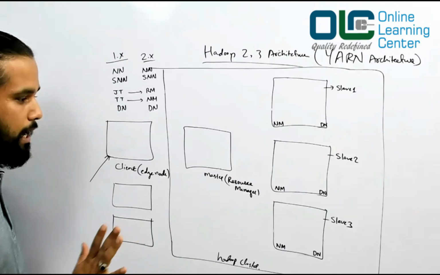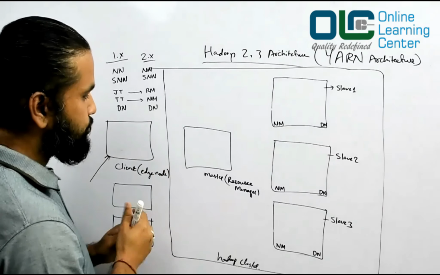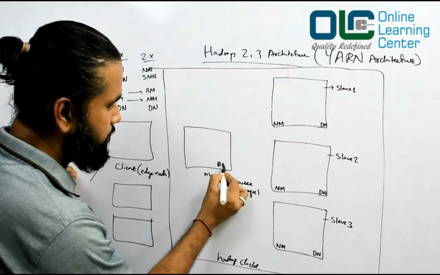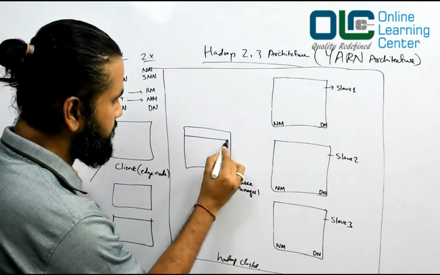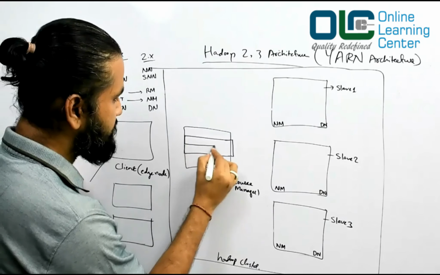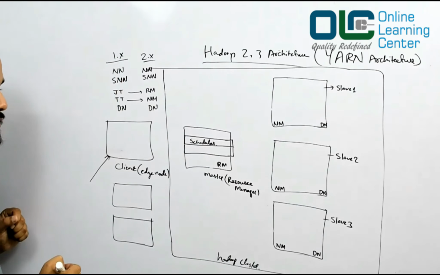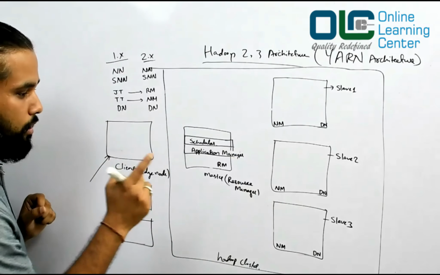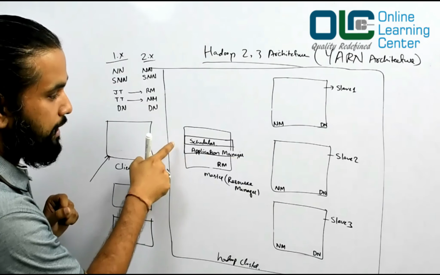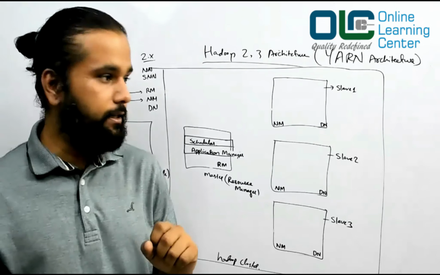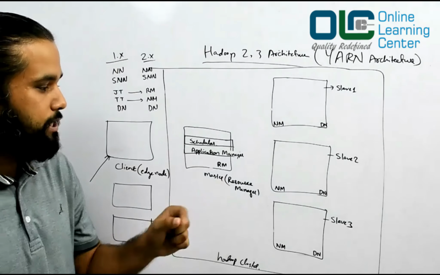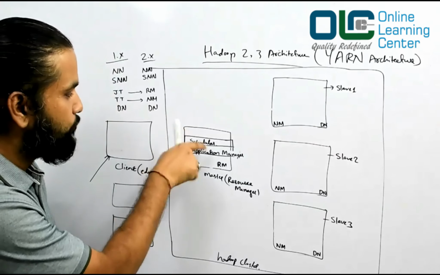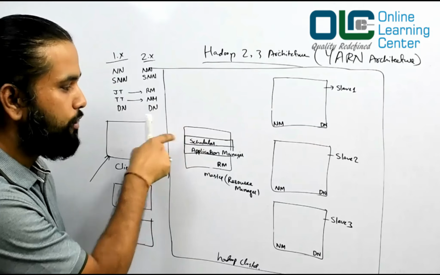Now in the whole architecture, you have a resource manager. This resource manager has two components. Number one, you have scheduler, and number two, you have application manager. Your resource manager has two components, scheduler and application manager. So whenever you say resource manager, it means you have two different components which would be hosted here. These are two different services.